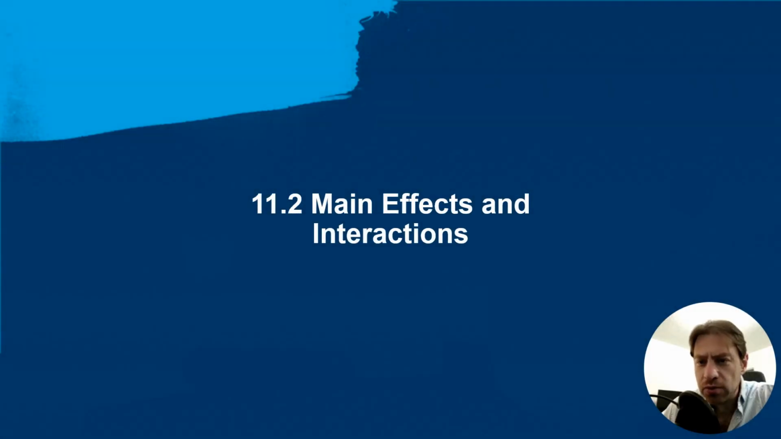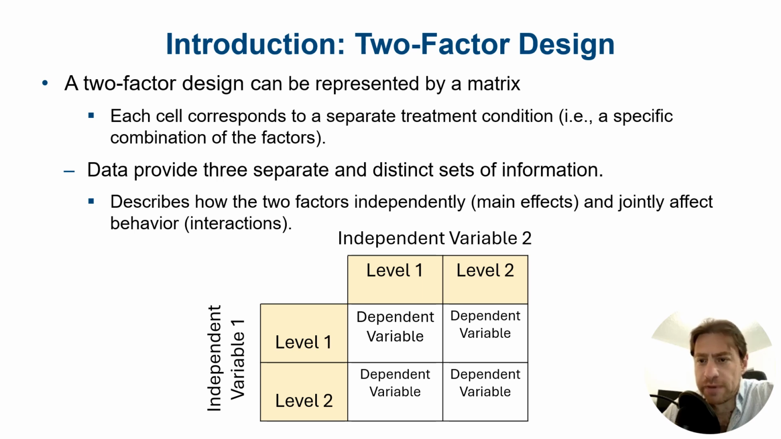This is section 2 of chapter 11, and in this section we will discuss main effects and interactions. All right, so factorial designs allow researchers to examine how unique combinations of factors influence behaviors. And by factors, I mean independent variables. And here we will focus on the simplest possible factorial design involving only two factors and two levels of each factor. So a 2 by 2 design.